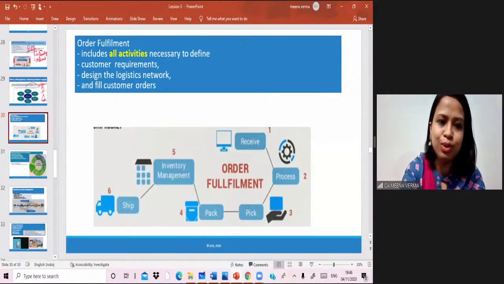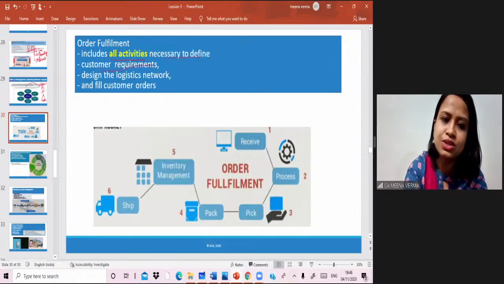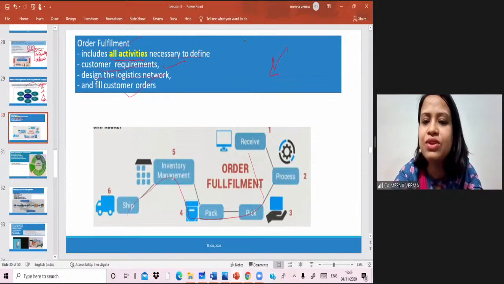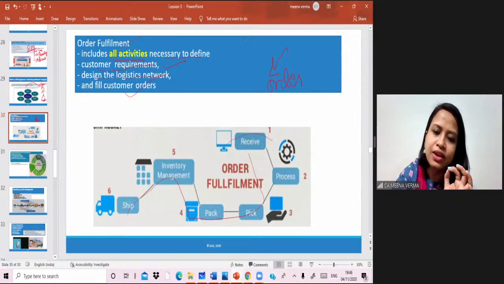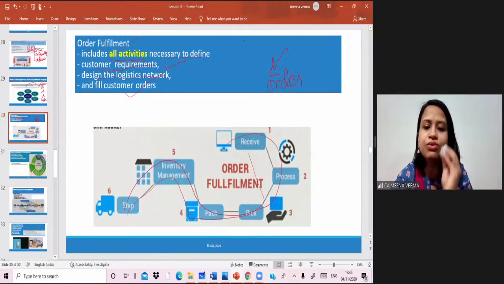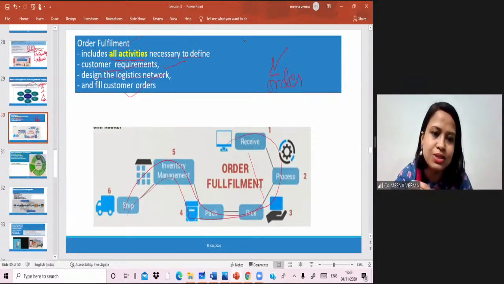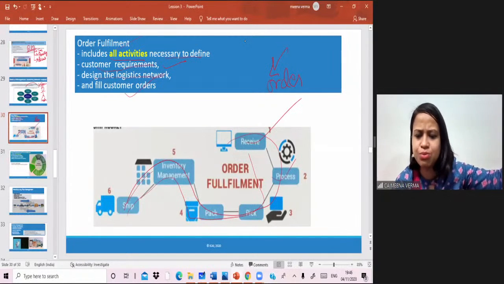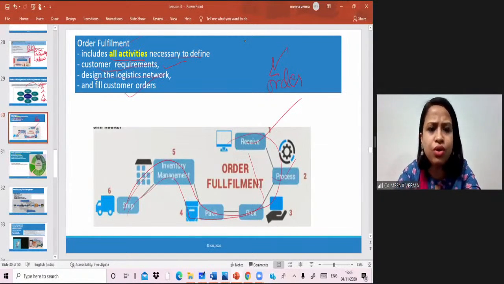Next is order fulfillment. Order fulfillment includes all the activities necessary to define the customer requirements, design the entire logistics network, and fill the customer order. So order fulfillment means first receiving the order from the customer, then creating the logistics, how we can deliver this order to the customer, and then fulfilling the order. So this is all: receive the order, then process, pick and pack, and then deliver the product to the customer. This is all related to order fulfillment.